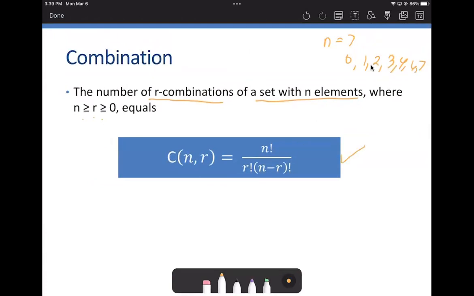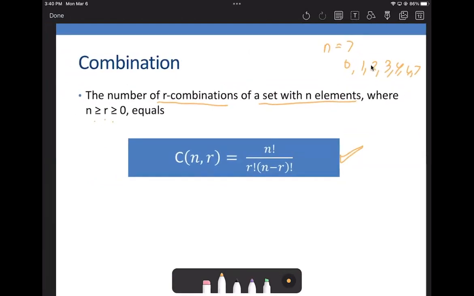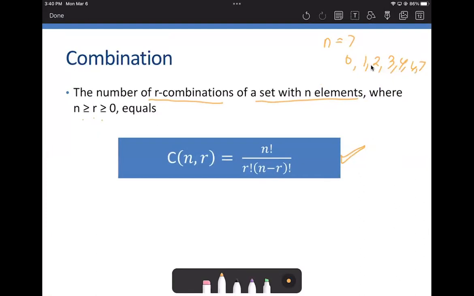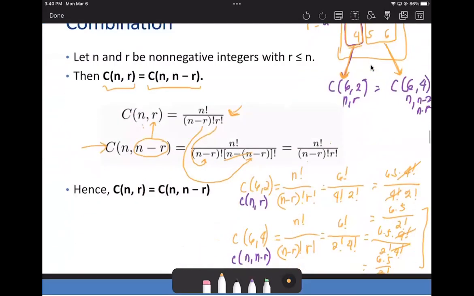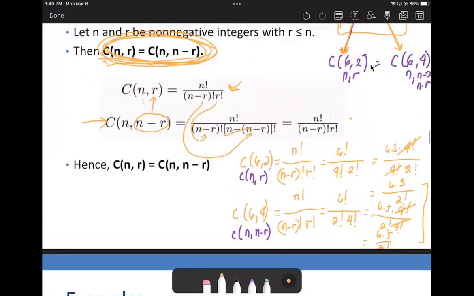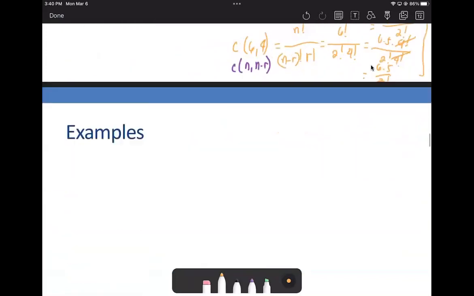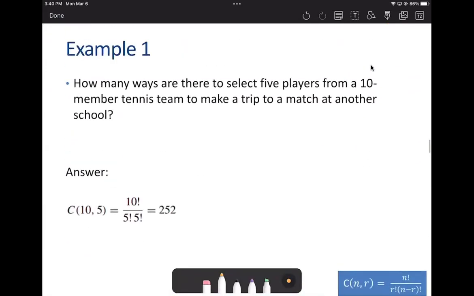Okay, so now you know the formula for the combination: n factorial over r factorial times n minus r factorial. And this is also an important equality. Alright? So, these are just proofs. Okay, and then you can go back to this later if you are having a difficult time understanding this. Alright? So, now let's have an example.